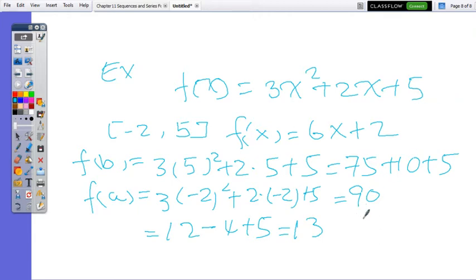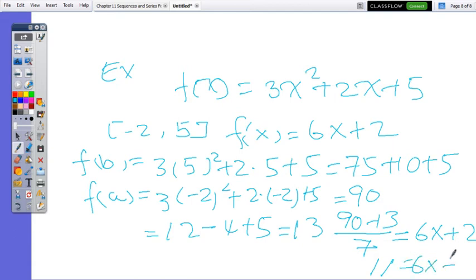So now, the average rate of change: we have 90 minus 13, divided by the difference of b and a, 5 minus negative 2, which is 7. And that equals the instantaneous rate of change, which is 6x plus 2. So 90 minus 13 gives us 77. And then 77 divided by 7 is 11.